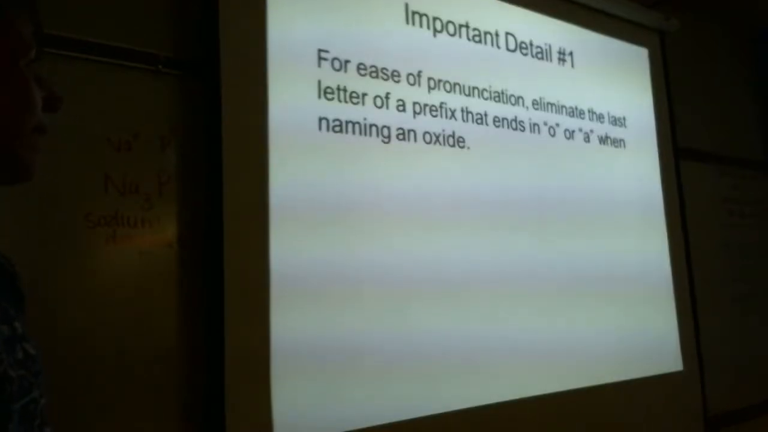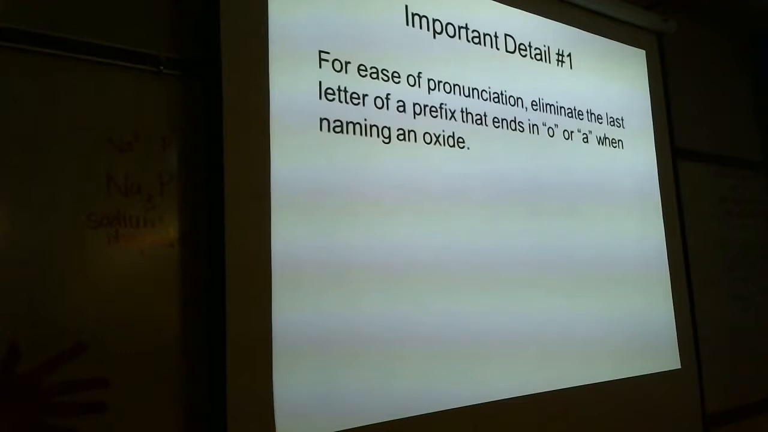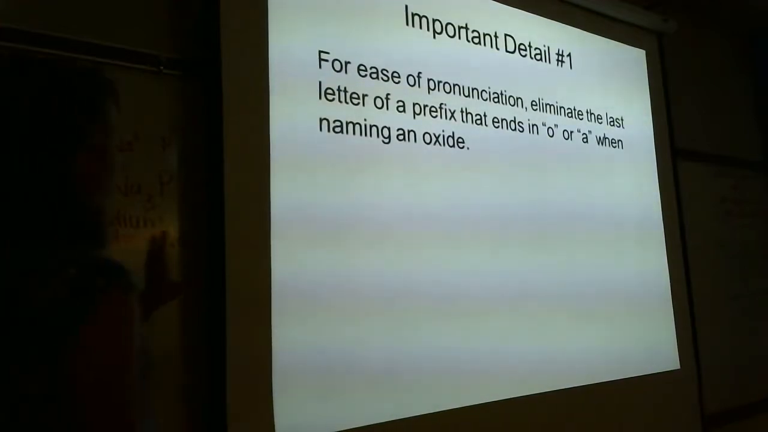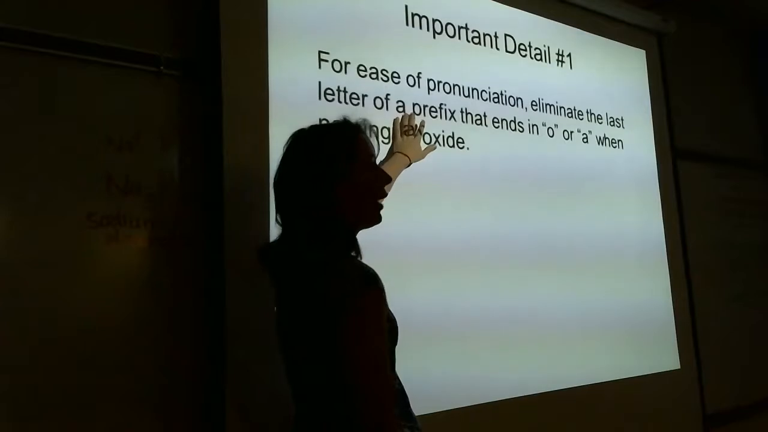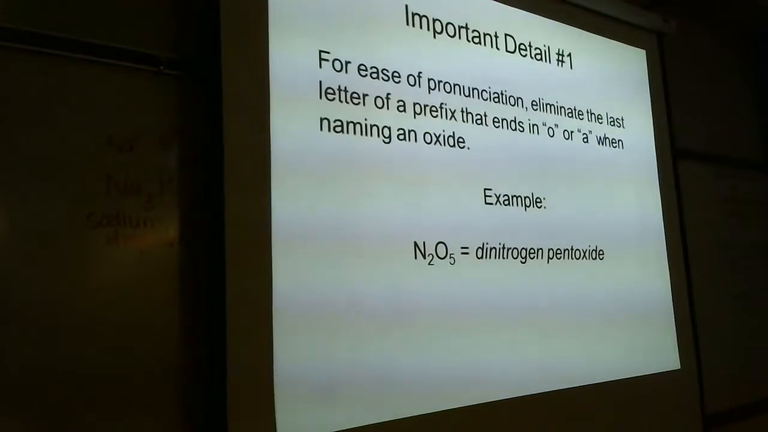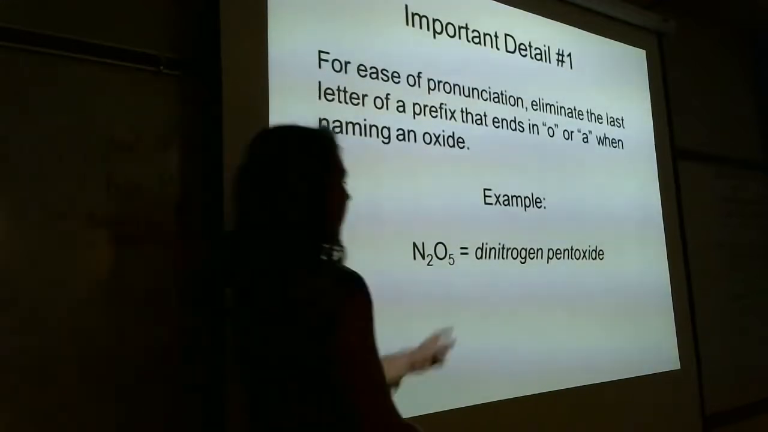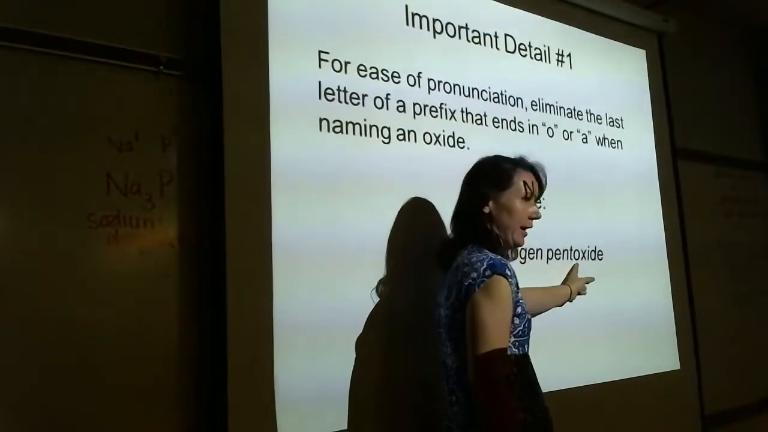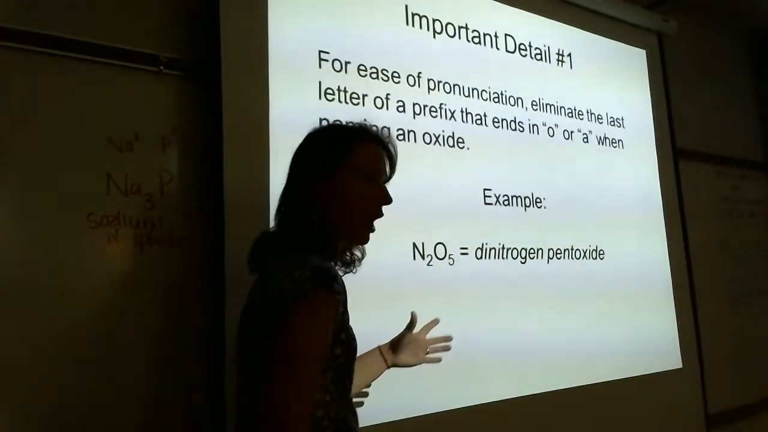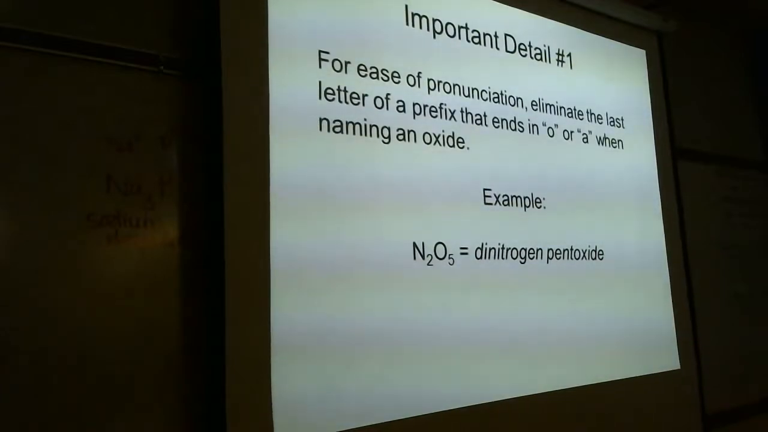Now, here's something that happens for ease of pronunciation, okay? It happens when you're naming an oxide, and the prefix ends in O or A. So let me give you an example of that. Dinitrogen pentoxide, right? We dropped the A because "pentaoxide" doesn't flow off the tongue, and it kind of ends up getting dropped anyway, right? So it's dropped from the spelling too. That back-to-back vowel is tough to pronounce. It usually ends up getting merged into one anyway.